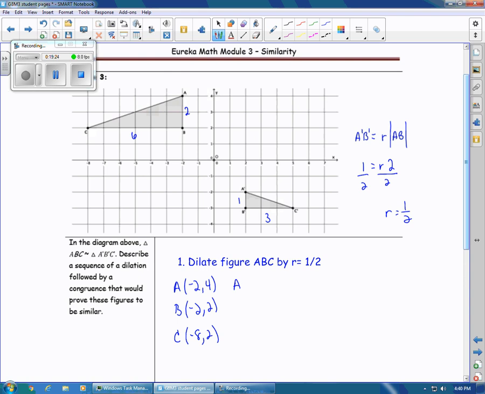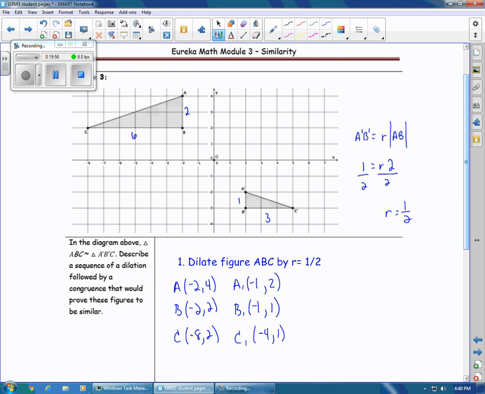We'll call it A sub 1, because it's the first move, and this is already with a prime here, so I don't want to do that. So when I dilate, half of -2 is -1, half of 4 is 2, B sub 1, half of -2 is -1, half of 2 is 1, and then C sub 1, half of -8 is -4, and half of 2 is 1.